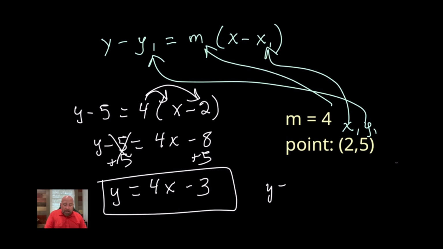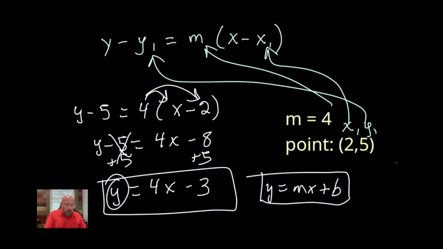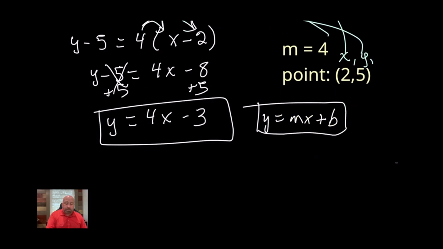So y equals mx plus b. That's our slope-intercept form. And that's what that gives us. There's our y, there's our m, there's our x, and there's our b. Okay? All right, let's do another one.